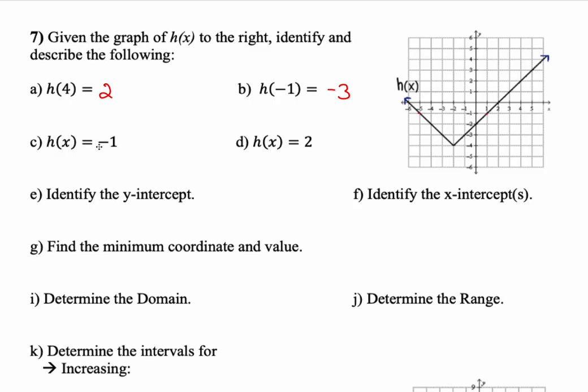So the y value is -1. We need to know the x value. It crossed twice, or it hit twice, so there are two x values. X is equal to, the first one was at -5, -1, so the x was -5. And the other one was at 1, -1. The y was already -1, so the x is equal to 1.